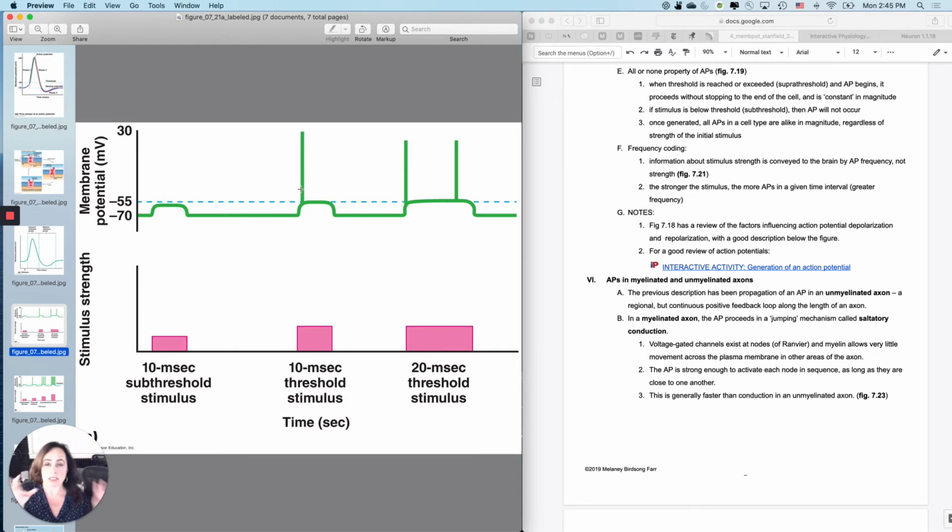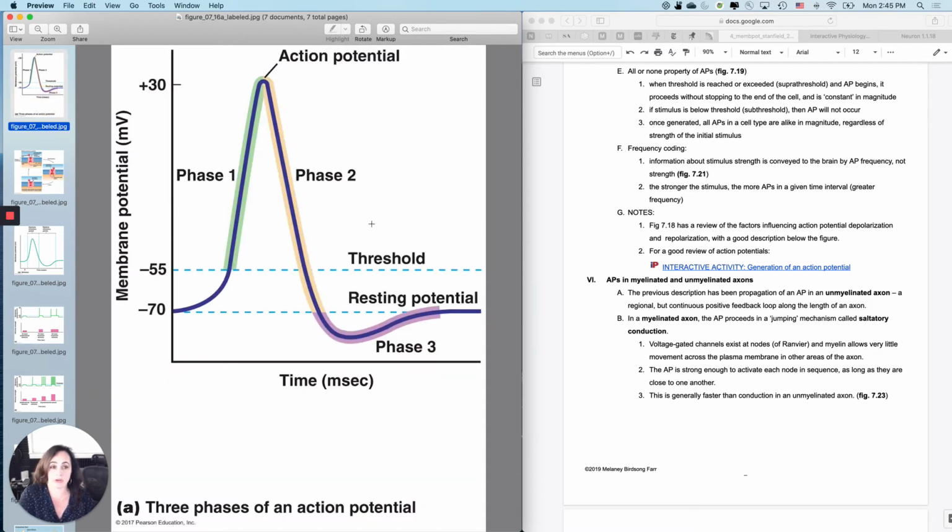It's constant in magnitude, not meaning that it never changes, but it's going to be the same the first time, the second time, the third time the cell does it. But if you have a sub-threshold stimulus, then no action potential. So once an action potential is generated in a neuron, for instance, it's exactly the same as every other action potential in that neuron. So regardless of the initial stimulus, whether it was 100 molecules of acetylcholine or 1,000, the action potential looks the same.